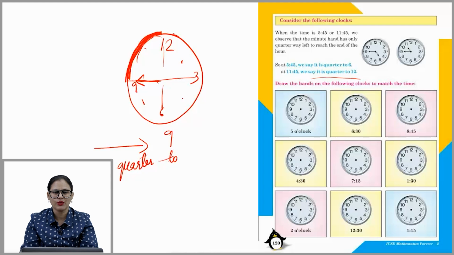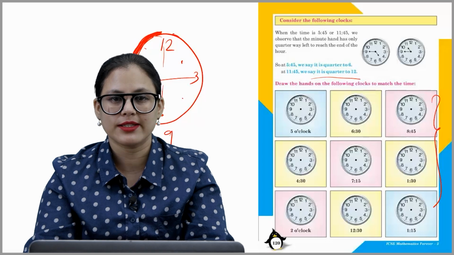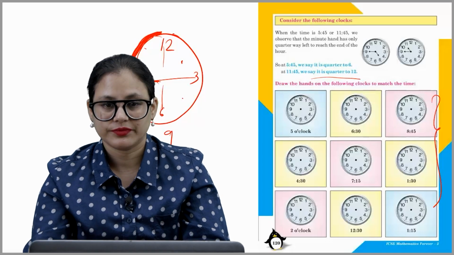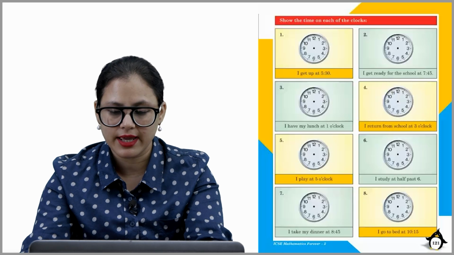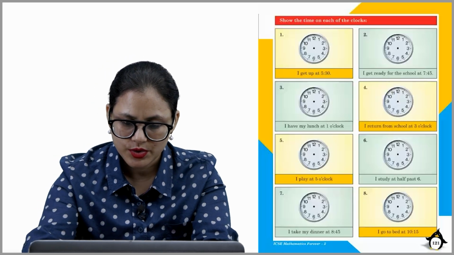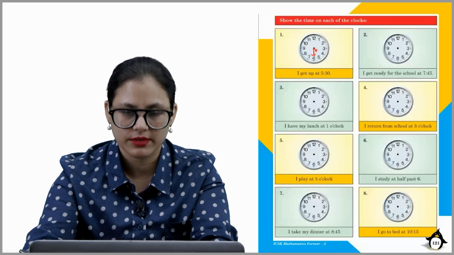Now draw the hands on the following clocks to match the time. Students, now you have to draw the hands, and the time is given here. Show the time on each of the clocks. I get up at 5:30, so the minute hand will be at 6 and the hour hand will be at 5.